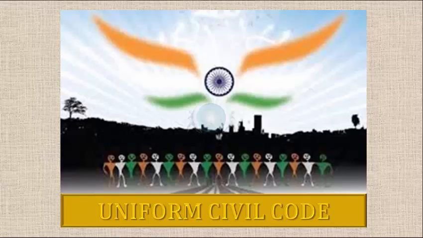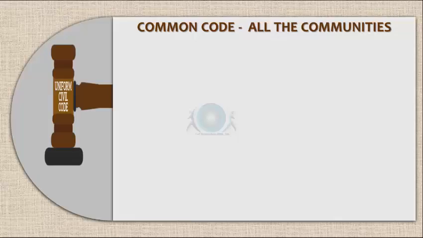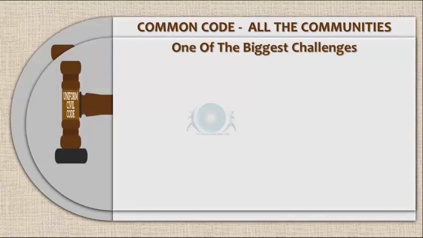The Uniform Civil Code. What is it all about? The Uniform Civil Code is a common code which is applicable to all the communities irrespective of their religion, race, caste, creed, etc., and is nowadays posing as one of the biggest challenges for a country like India.